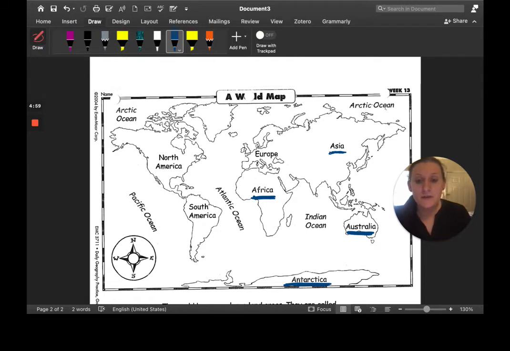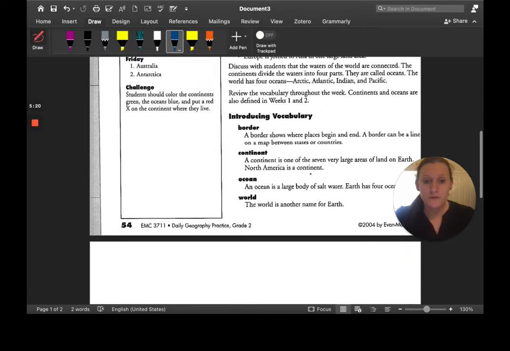Now, sometimes it can be confusing because over here we have North America and South America, and America does start with A, but technically when we're talking about the continents, North America and South America are separate, and we go by the directional name before America. All right, so we found 4 of them.